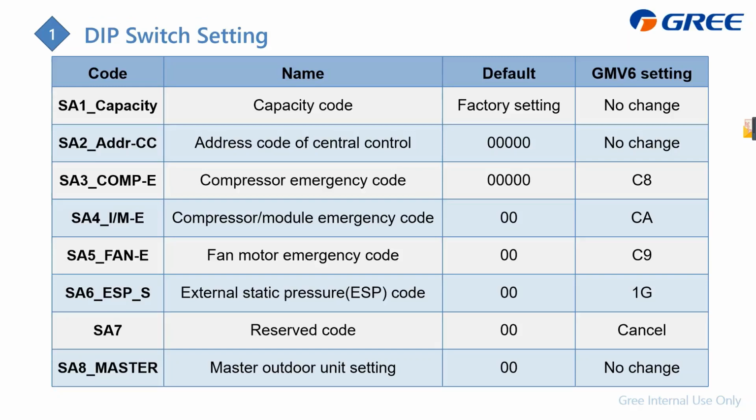And SA3 is emergency mode for the compressor, and SA4 is emergency mode for the module, and SA5 is emergency mode for the fan, and SA6 is the external static pressure setting, and this is ESP for the outdoor unit. And SA7 is reserved, so no meaning. SA8 is the master outdoor unit setting.